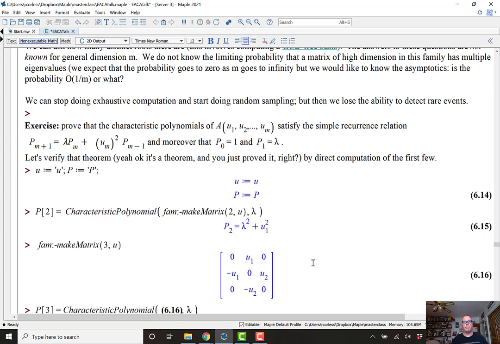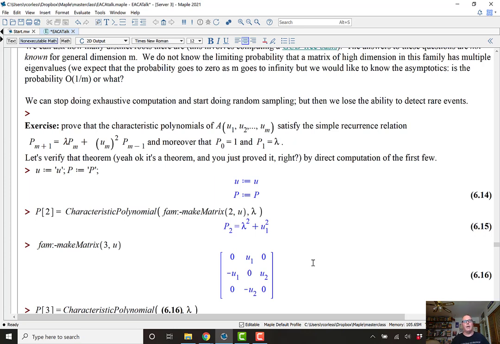P0 equals 1, P1 equals lambda. So the 1 by 1 matrix has characteristic polynomial lambda minus 0. Okay, great, easy. P0 equals 1 is a convention, but it actually works with this one.